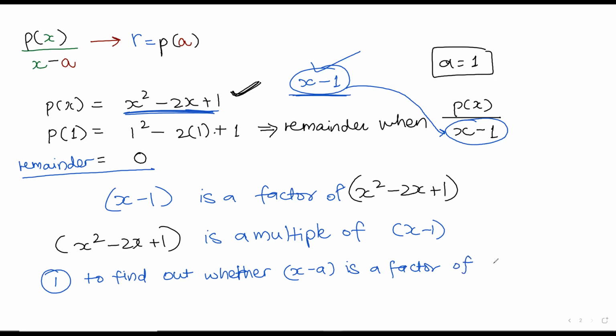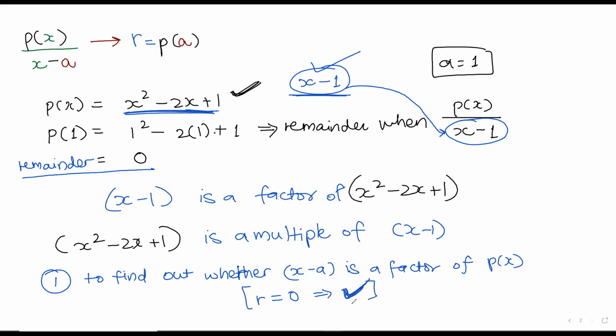Okay, so if you don't know, just say so, all right? That's not a problem. So to find out whether x minus a is a factor of p of x, we will divide them. And if the remainder turns out to be 0, then that means yes, it is a factor.